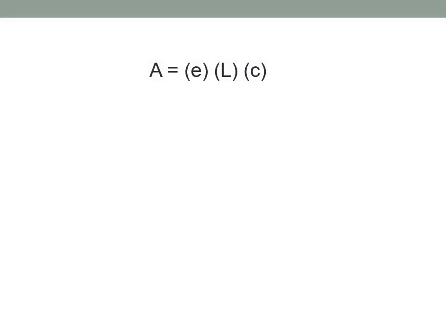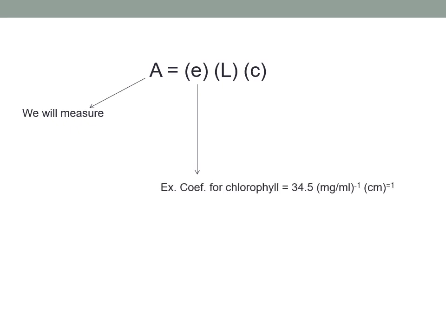So here's our Beer-Lambert equation. Absorbance equals extinction coefficient times the path length times the concentration. We're going to measure the absorbance. The extinction coefficient for chlorophyll, and actually this is the extinction coefficient for a mixture of chlorophyll A and B, is 34.5 inverse milligrams per milliliters inverse centimeters. As I mentioned before, it's pretty standard for spectrophotometers to have a path length of 1 centimeter. That's the distance that the light travels through your sample.